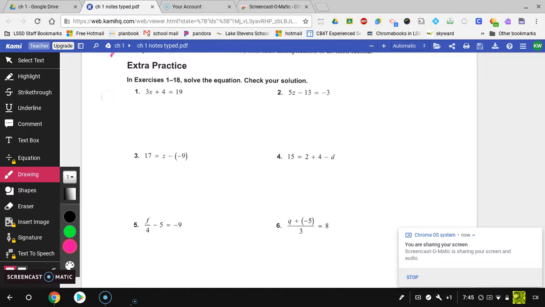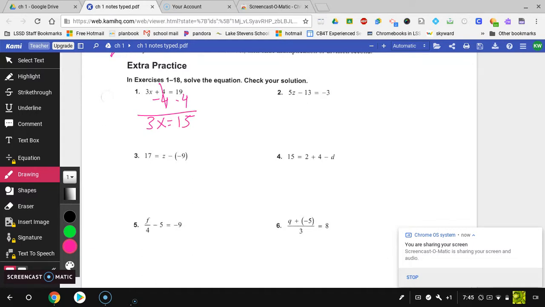The first thing we want to get rid of is the 4. We always want to get rid of the thing that's farthest away from our x. So since the 4 is attached by addition, it's farther away from the x than the 3, which is right next to the x. So to get rid of adding a 4, we're going to subtract a 4 on both sides. When we do that, the 4's cancel out. We're left with 3x is equal to 15.